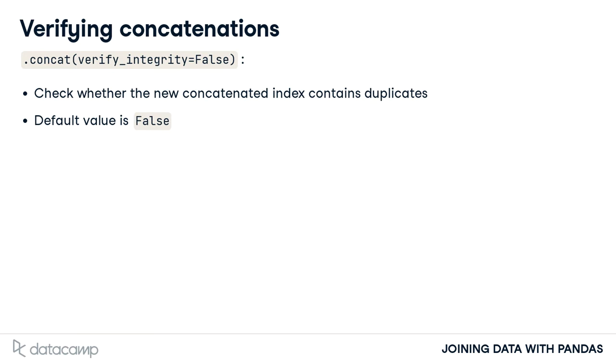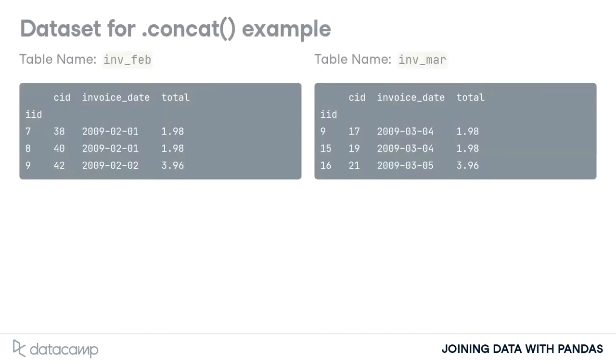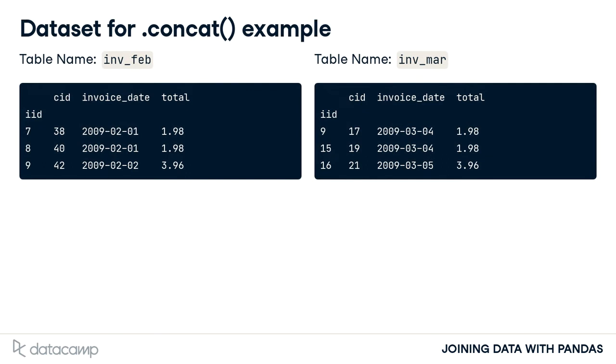It has an argument, verify integrity, which by default is false. However, if set to true, it will check if there are duplicate values in the index and raise an error if there are. It will only check the index values and not the columns. To try out this feature, we will attempt to concatenate these two tables.